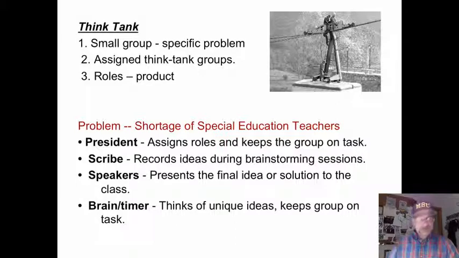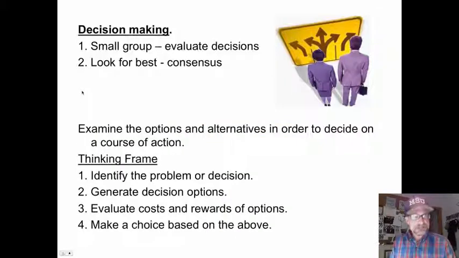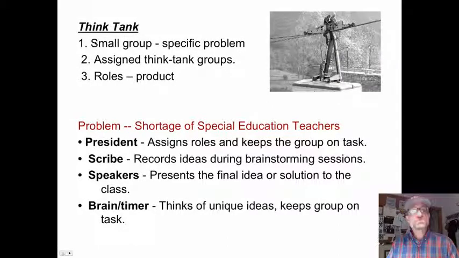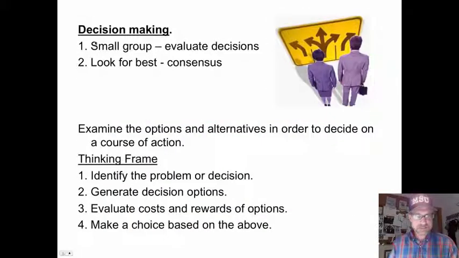And usually, here are the roles. President assigns other roles, keeps the group on task. A scribe, speaker, and a brain or timer thinks of unique ideas, keeps the group on task. At the end of the think tank, you should have a specific product of some sort. This is an example of a multi-level strategy. Students of all ability levels can contribute their ideas.